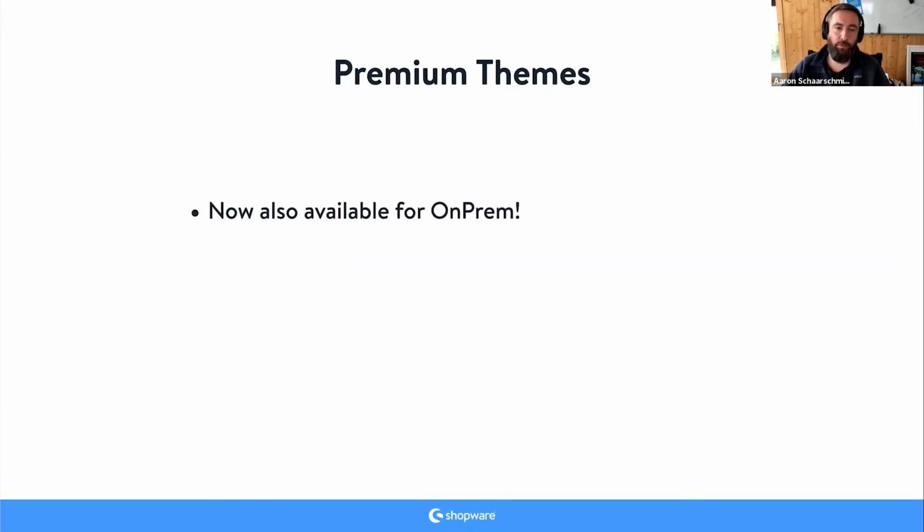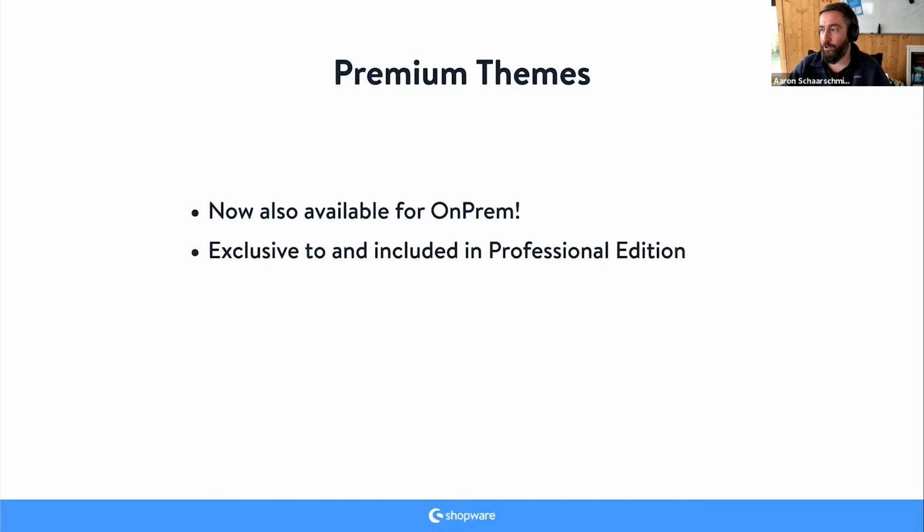But now with the release of the App Store in on-premise and self-hosted, they are also available for on-premise. So if you are a professional edition customer, you can make use of them. They are exclusive to the professional edition and of course the enterprise edition, because everything that's in the professional is also in the enterprise edition. And they are not only exclusive, they are also included. So no additional costs here for you. You can just use them if you want to.